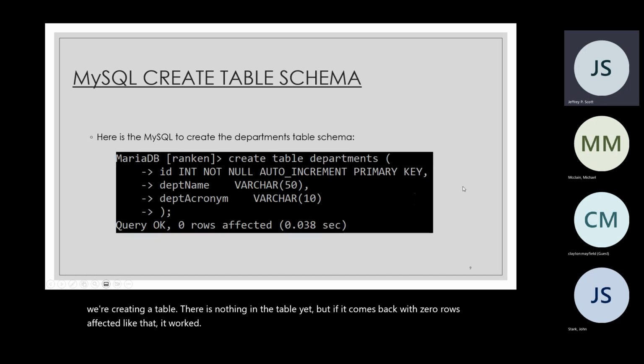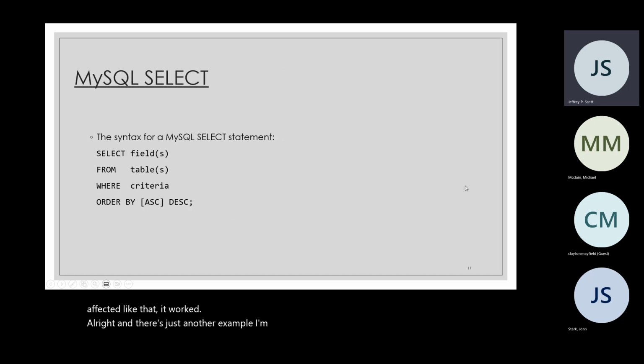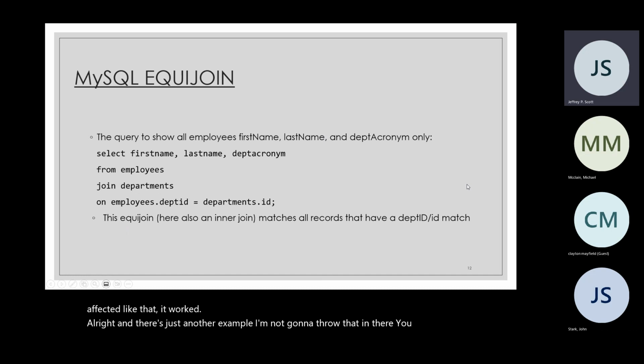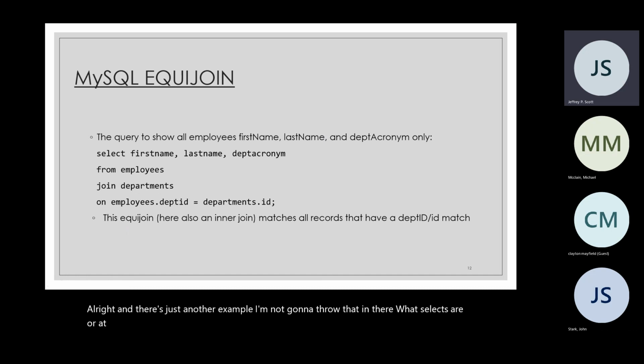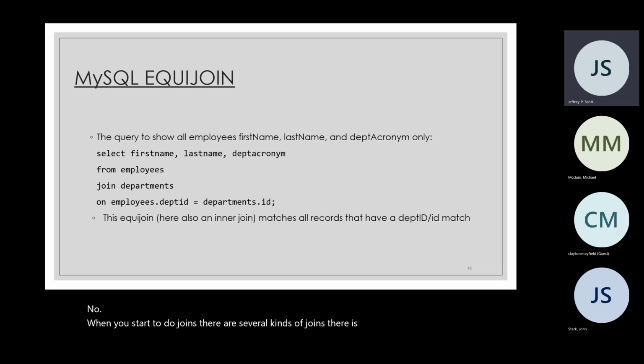There's just another example. I'm not going to throw that in there. You know what selects are, or at least hopefully you know what selects are. Now, when you start to do joins, there are several kinds of joins. There is an equijoin, which is shown here. There is a non-equijoin. There is a left join. There is a right join. There is a self join.